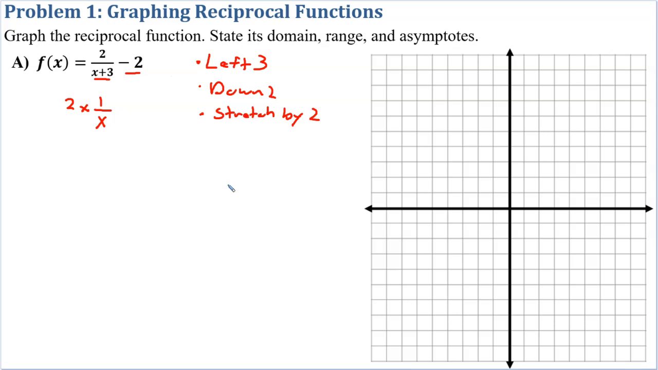To graph this, we'll look at doing it in one step. We're going to shift our basic reciprocal function left 3 and down 2. What I'm going to do is take where my asymptotes come together at the origin and move those left 3 and down 2. That's going to be the new spot where my asymptotes crisscross. Let's see how straight we can draw this.